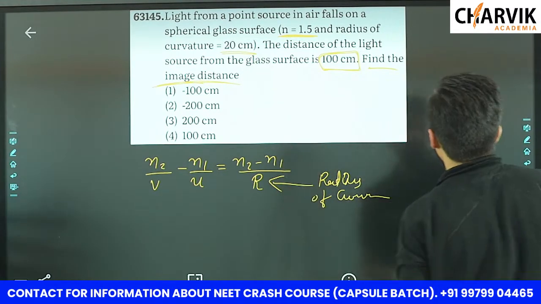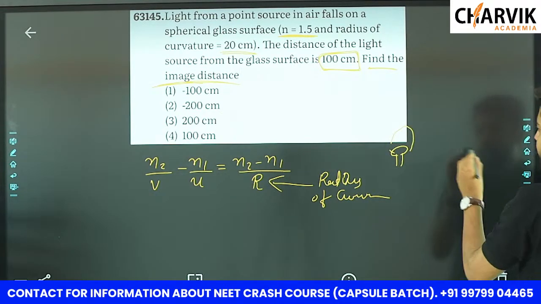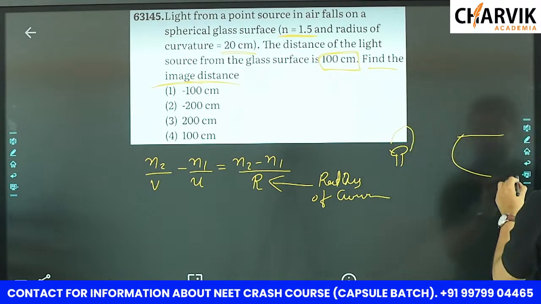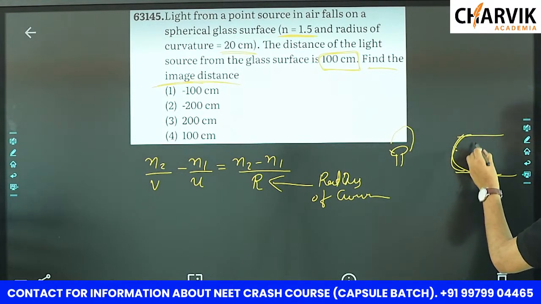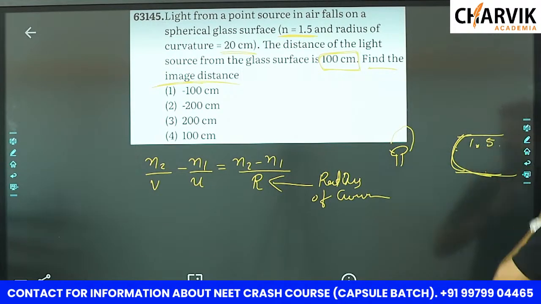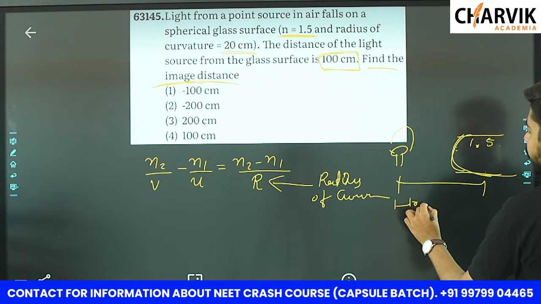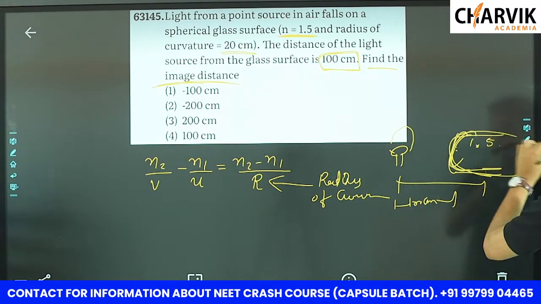What does the question basically say? The question says that there is some particular light source, and at some distance we have a curved surface of this type. Light falls on this, and after that there is a refractive index of 1.5, and they are asking us the image distance. This distance is given as 100 centimeter from the source to the surface of the glass.